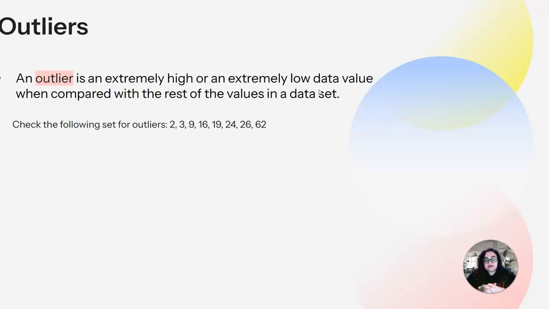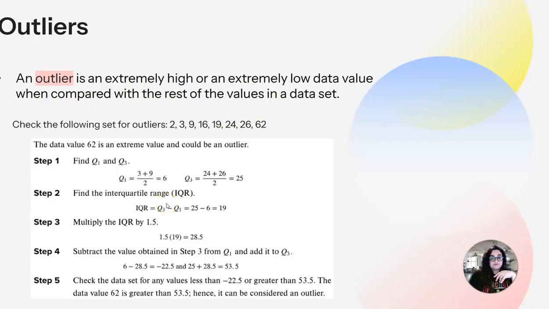An outlier is an extremely high or extremely low data value that you find. So if you look at this group of data right here, we can probably see that 62 is an outlier. It's way outside the other data points. But first, what we're going to do is, here we go.